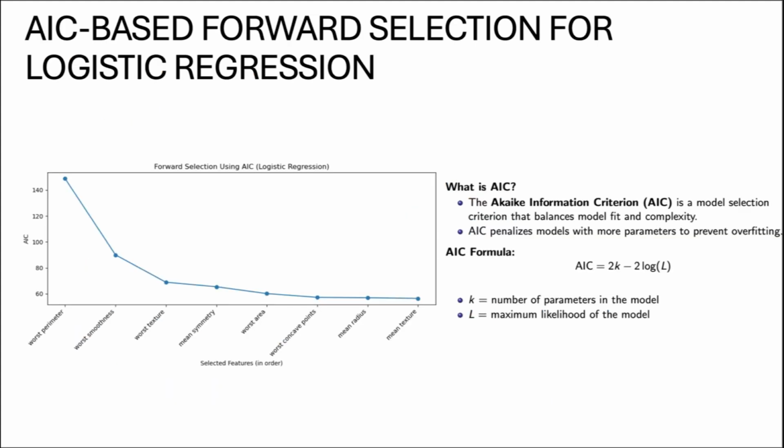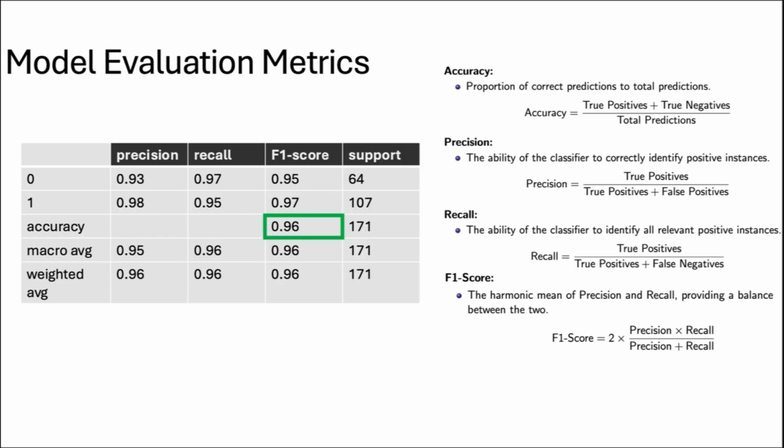To refine our model, we used AIC to help select the best features. AIC forward selection is a useful method for model building. It systematically adds variables to the model one at a time. Each variable is chosen based on how much it improves the model's fit, as measured by AIC. The process continues until no further improvement is possible.